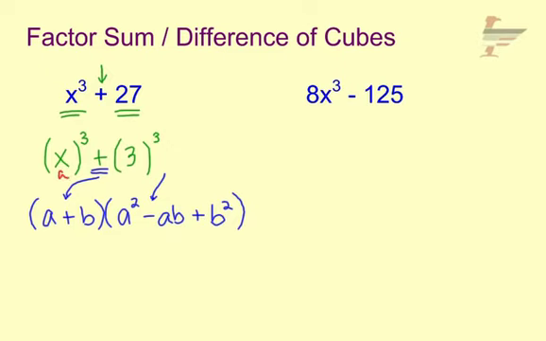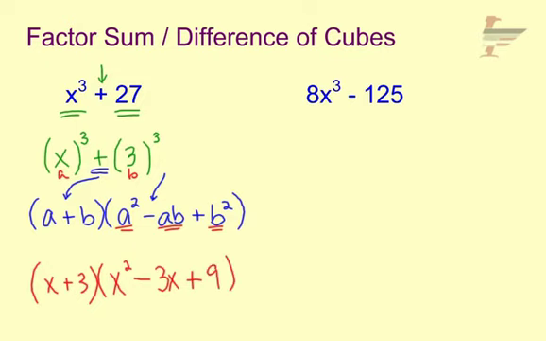This x is going to be our a. This 3 is going to be our b. When we plug this in, a plus b, we're going to have x plus 3. I'm just plugging straight into the formula. Now we have to do a squared. Since our a is x, that's going to be x squared. Bring down your minus sign. A times b, x times 3, which is just 3x. And then bring down your plus sign. And then b squared, if you square a 3, 3 squared is 9.